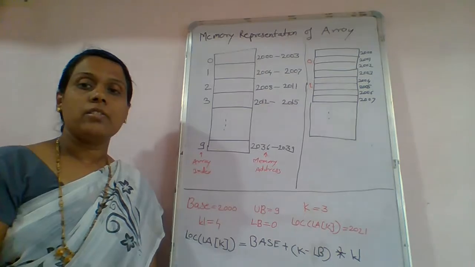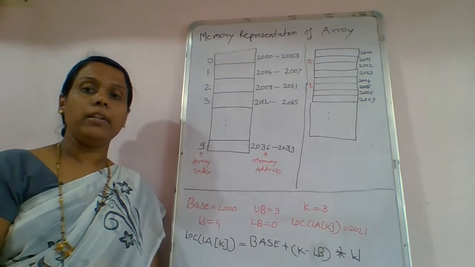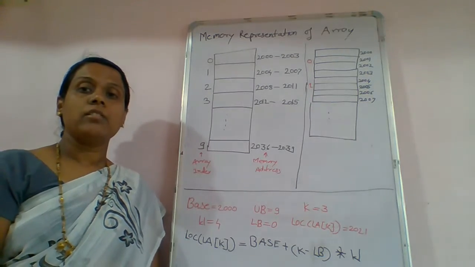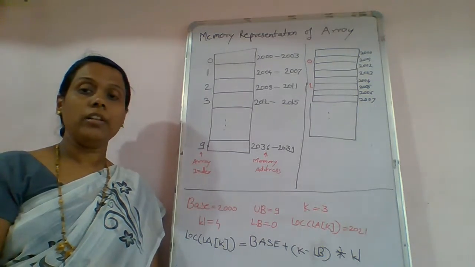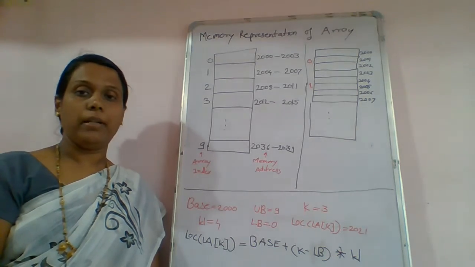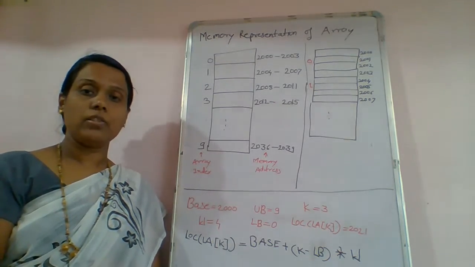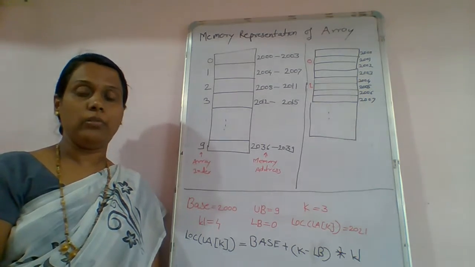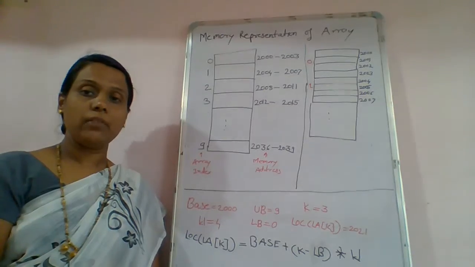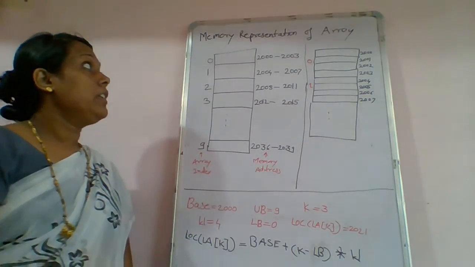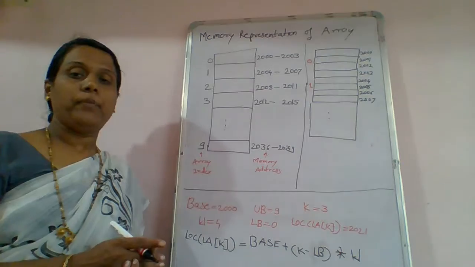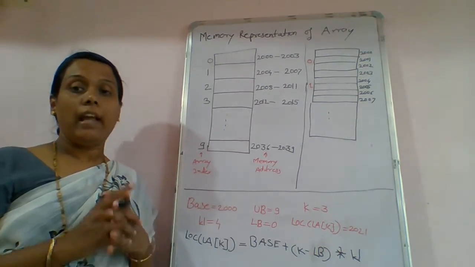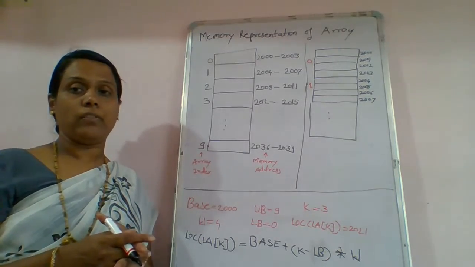What we saw is that an array is a homogeneous data structure which stores the data in a sequential, linear, or continuous manner. It means one data value is stored, after that the second value, third value, and fourth value, like that, in a linear or sequential manner. Now, memory representation of an array means how the array is stored in the memory of the computer.